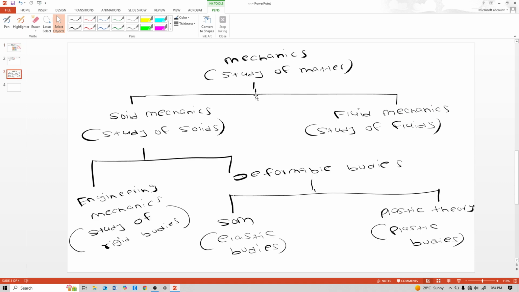So mechanics is the study of matter, and it is classified into solid mechanics, the study of solids, and fluid mechanics, the study of fluids. Solid mechanics is further classified into engineering mechanics. In engineering mechanics we will only study rigid bodies. And this solid mechanics is further classified into deformable bodies also. The deformable bodies we studied in our strength of material subject, that is elastic bodies. And see this plastic theory, plastic bodies. So that is it.